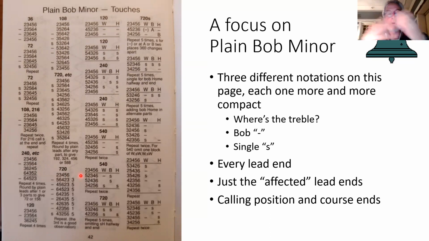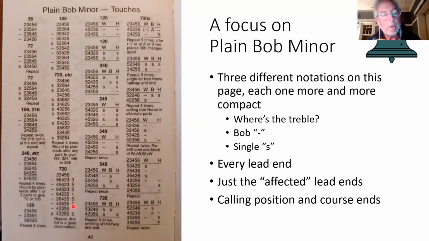So it's assumed, like we've assumed that the treble's at the front at a lead end, so we dump the treble, so we don't see the treble. And in this one, it assumes, well, what's the point of putting in the plain leads because they're plain? So I'm just going to notate the rows where there's a bob or a single. Yeah. And so what do they mean over here?